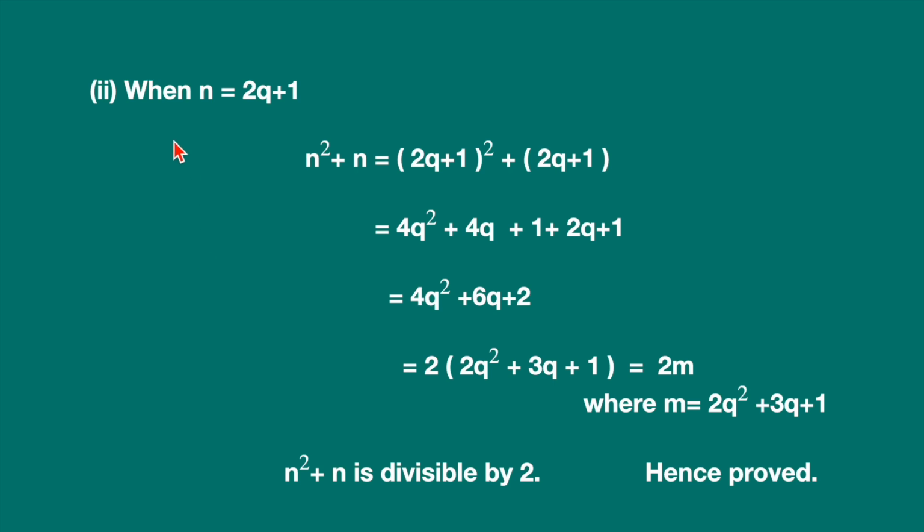The second case, we are going to take n as 2q plus 1. So let us substitute here. So here it is, open the bracket. This is a perfect square. So 4q square plus 4q plus 1 plus 2q plus 1. So this becomes 4q square plus 6q plus 2. Take out 2 common. So you get this. So write down this is equal to 2m, where m is equal to this expression. So again, 2 is a factor here. Hence, n square plus n is divisible by 2.